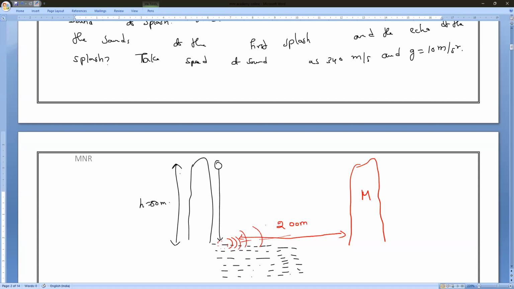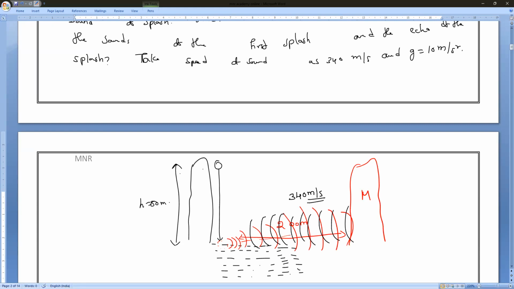So this sound needs to travel to the mountain and come back again. Then what is the total distance traveled by the echo? Going 200 and coming back 200, so totally 400 meters. Is everything understood? And what is the speed? The speed of sound is 340 meters per second. Yeah, so that is what I said.